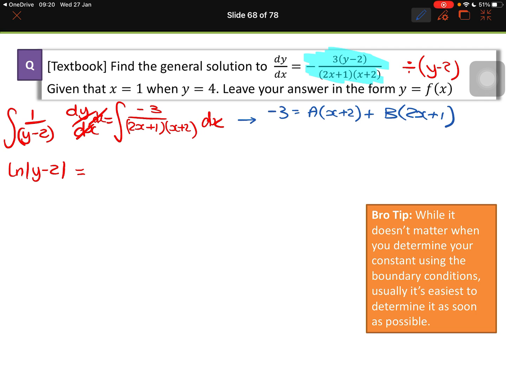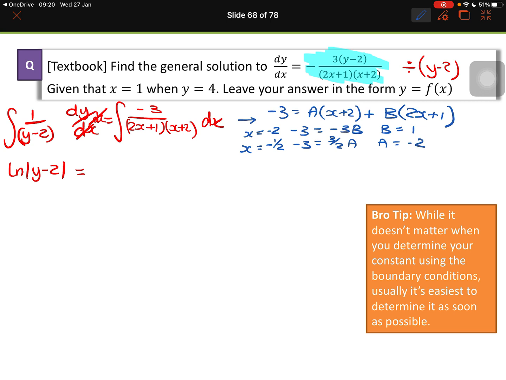Okay, we're going to need values to sub in. So first one, if I make x equal minus 2, then we're going to have minus 3 equals, the a's cancel, equals minus 3b. Therefore, b is going to equal 1. Okay, and then we're going to have x equaling minus a half. So we'll have minus 3 equals 3 over 2a. So a will end up equaling negative 2.